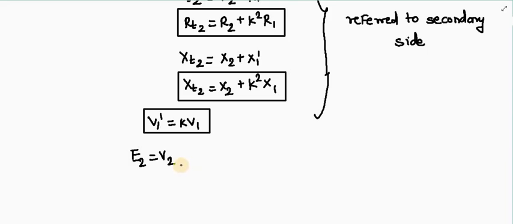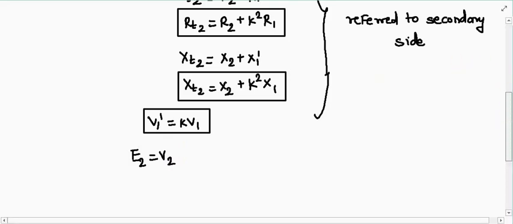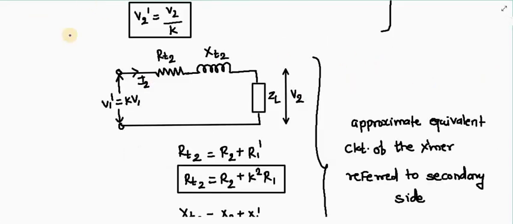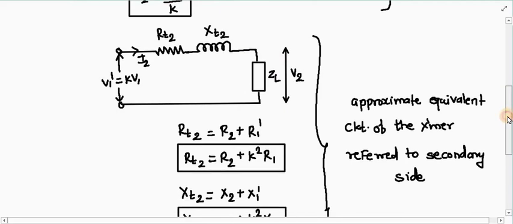So students, the effect of the load on the secondary terminal voltage you must understand from the simple equivalent circuit of the transformer, which is referred to the secondary side. We have drawn the simple equivalent circuit of the transformer referred to the primary side. So students, this is the approximate equivalent circuit of the transformer referred to the secondary side.